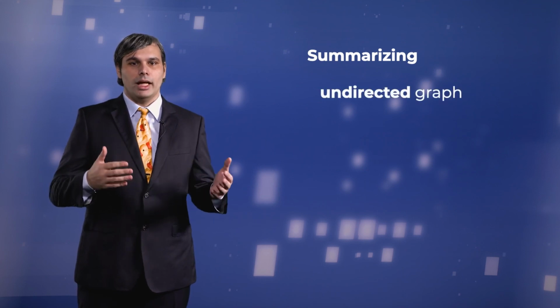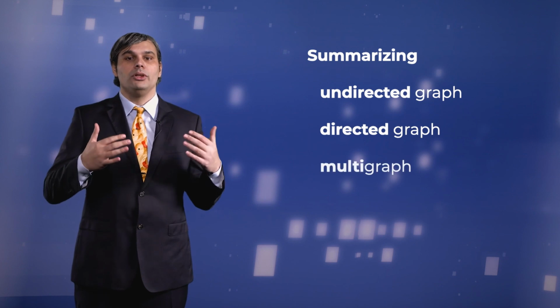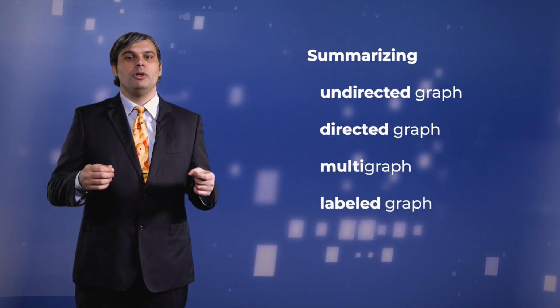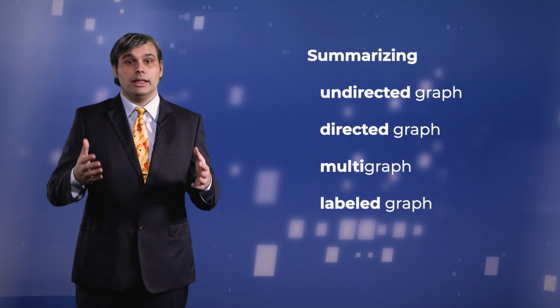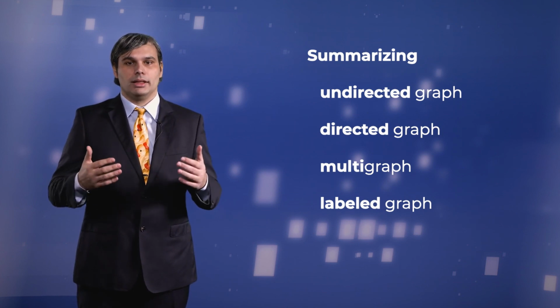Let's summarize what we've learned so far. We have seen undirected and directed graphs. Directed graphs have direction to the edges. Multigraphs add the possibility of having more than one edge between two nodes. Labeled graphs add the possibility of having extra information, called labels, associated to the edges or to the nodes. All these types of graphs are related.